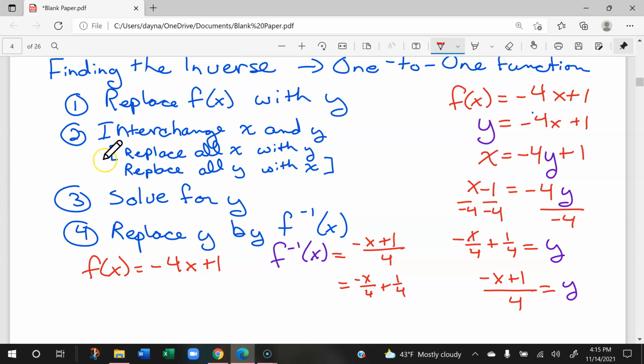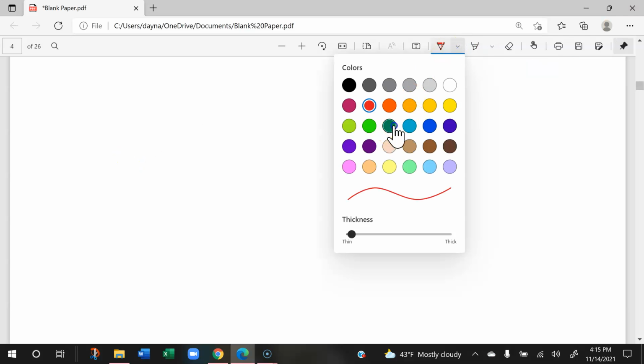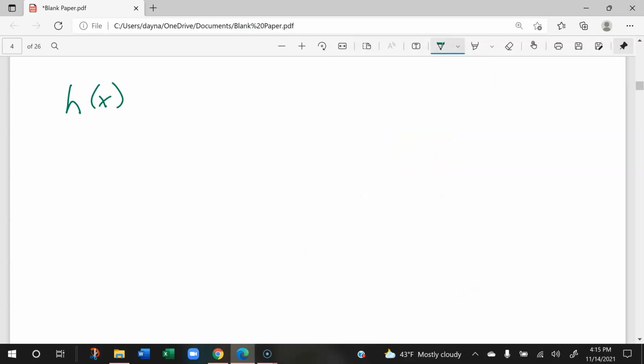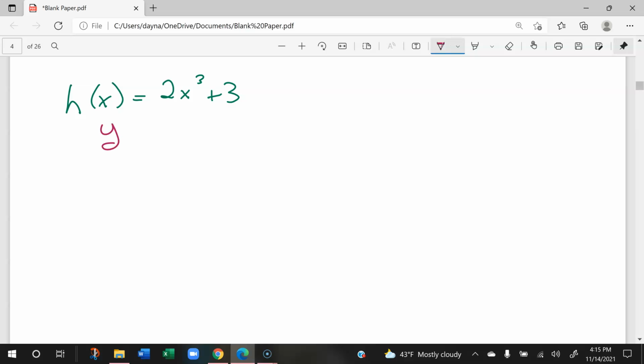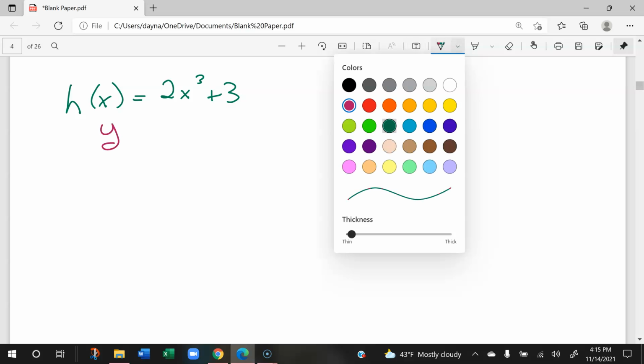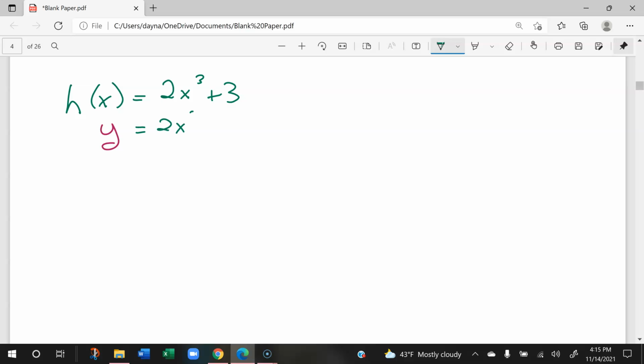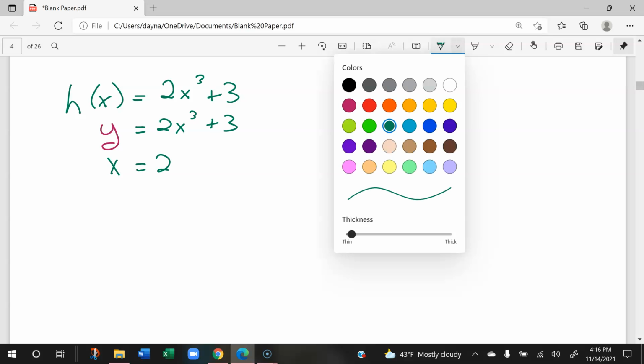Let's solve another one of these. Let's start with h of x is equal to 2x to the third plus 3. So again, my first step is to replace my h of x with a y. And I have 2x to the third plus 3. Wherever there's a y, I'm going to replace it with an x. And wherever there's an x, I'm going to replace it with that y.